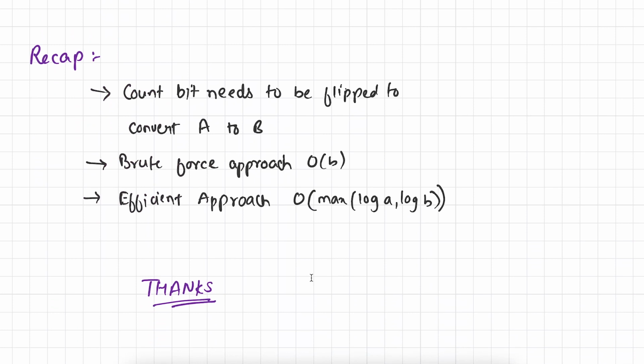Before we end this video, let's have a quick recap of what we have done so far. We are given two numbers A and B, and our task is to find out how many bits need to be flipped to convert A to B. We saw the brute force approach to solve this problem. In this approach, the time complexity came out to be big O of the number of bits present in the number. After the brute force approach, we saw the efficient approach, and in this approach, the time complexity comes out to be big O of max of log A, log B. So I hope you really understand the problem and both the approaches really well.